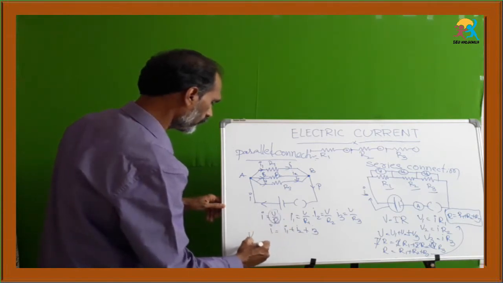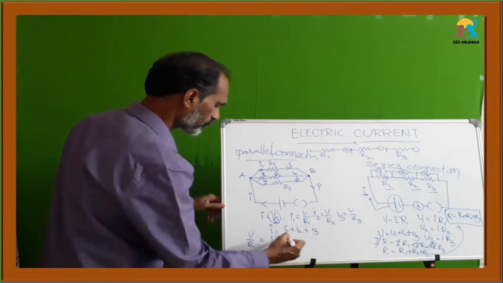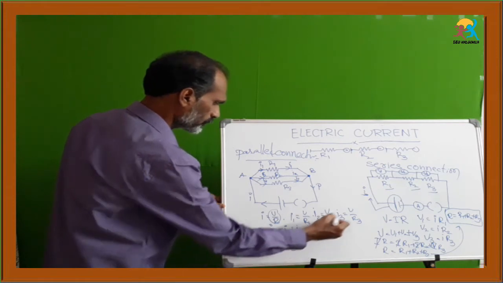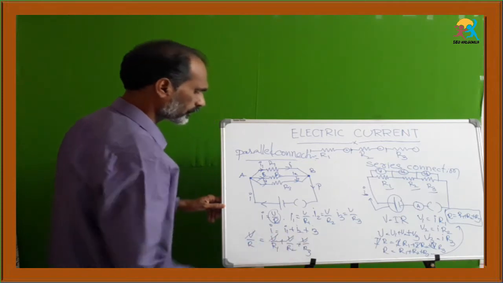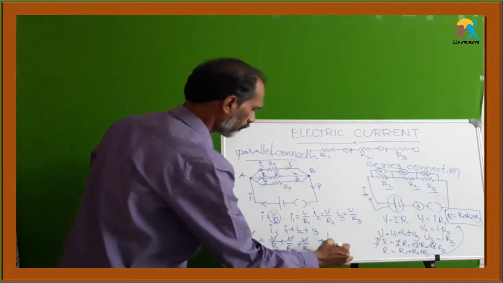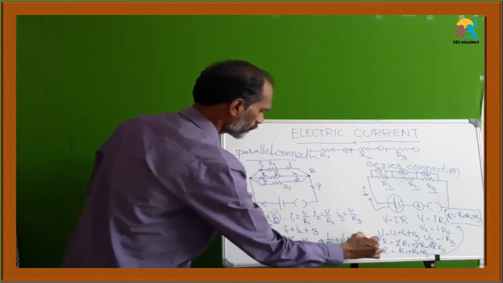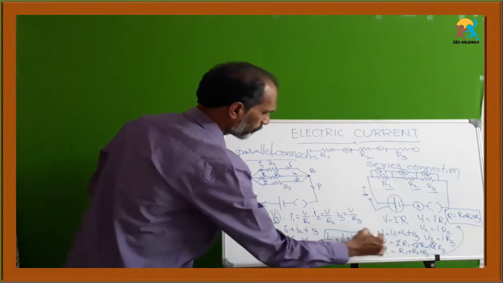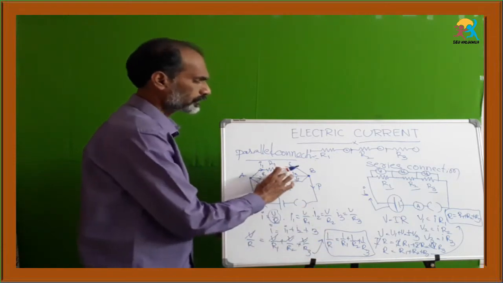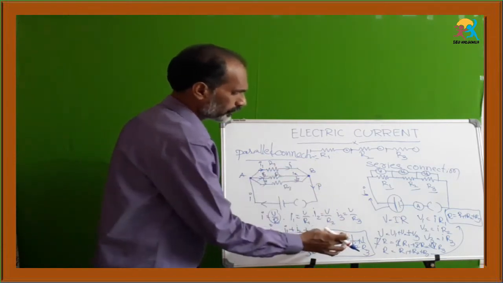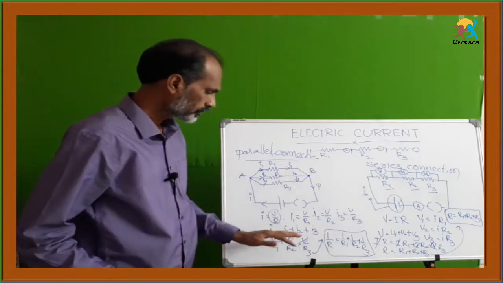Then V by R equals V by R1, which is I1, plus V by R2, which is I2, plus V by R3, which is I3. Here V is common, so it gets cancelled. We can write 1 by R equals 1 by R1 plus 1 by R2 plus 1 by R3. This will be the equivalent resistance of the given circuit when the resistors are connected in parallel. That is the difference between the series connection and the parallel connection.